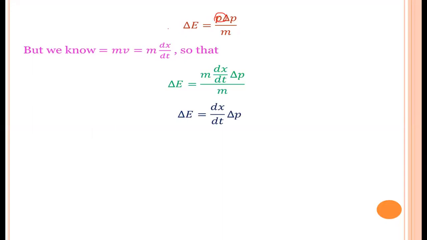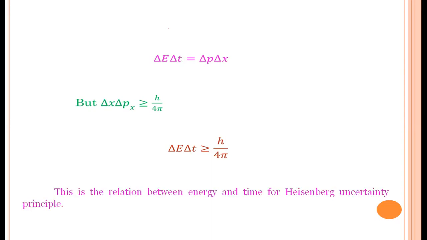Moving dt to the left side, delta E into dt is equal to delta p into dx. Of course, dt may be written as delta t and dx may be written as delta x. Then delta E into delta t is equal to delta p into delta x. But according to the Heisenberg uncertainty principle, delta p into delta x is greater than or equal to h by 2 pi. So delta E into delta t is greater than or equal to h by 2 pi. This is called the Heisenberg uncertainty principle in terms of energy and time.